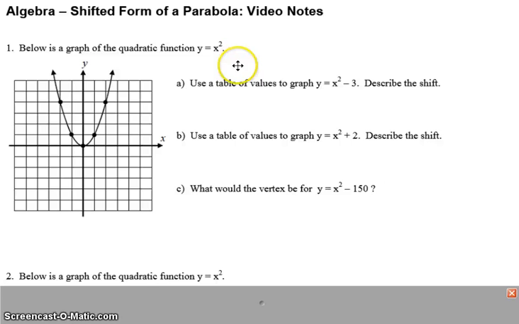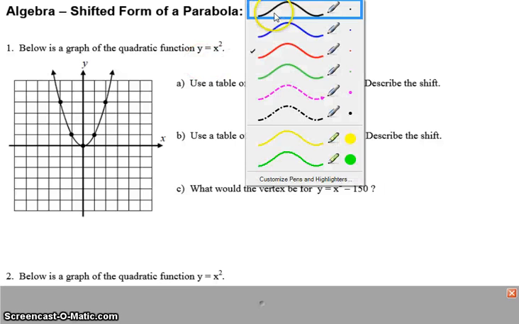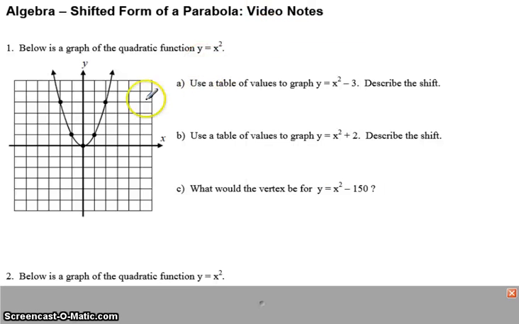Alright, on our note sheet, number 1, it says below is a graph of the quadratic function y equals x squared. This is a parabola we've seen a lot of. We know it has a vertex or turning point at 0, 0, which also is its minimum value. We know it opens upwards, and it's got this nice parabolic shape that we're pretty used to at this point.